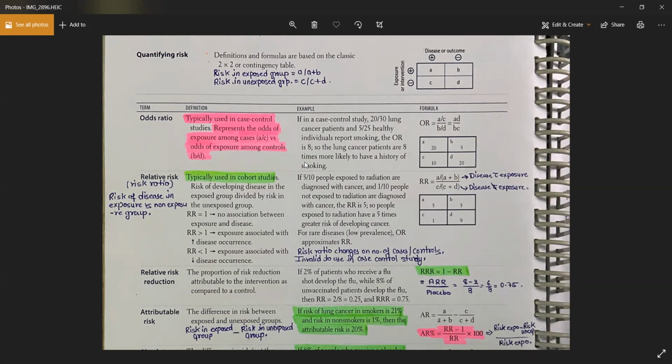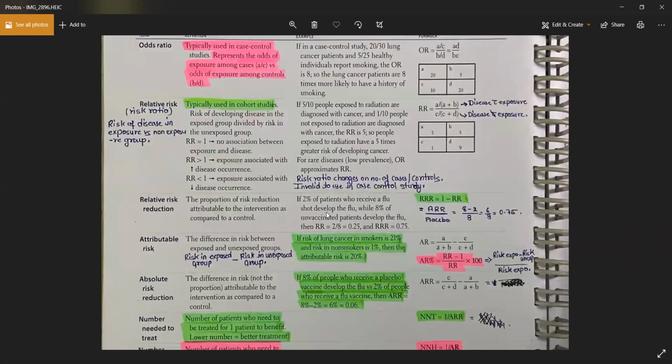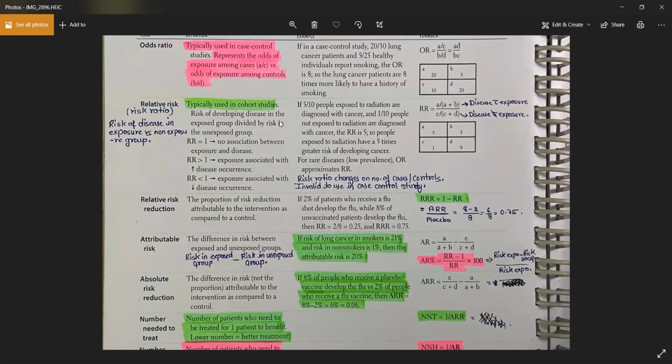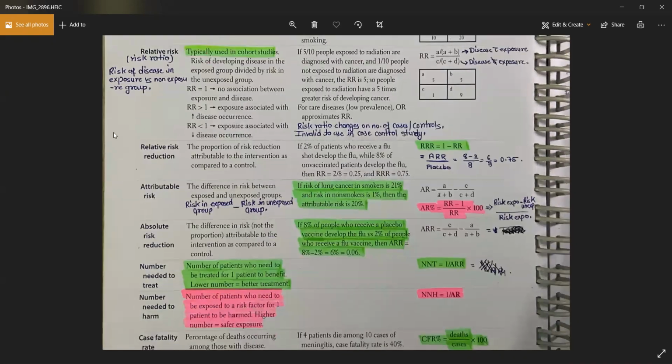Yes. Okay. Then comes the relative. Yeah, ask. No, I was saying that I understood. Okay, good to know that.